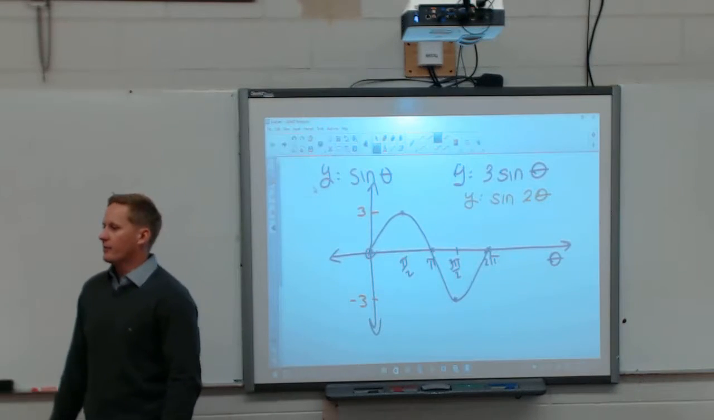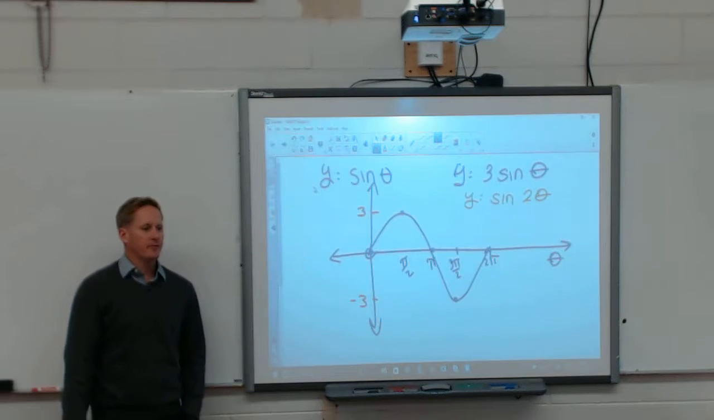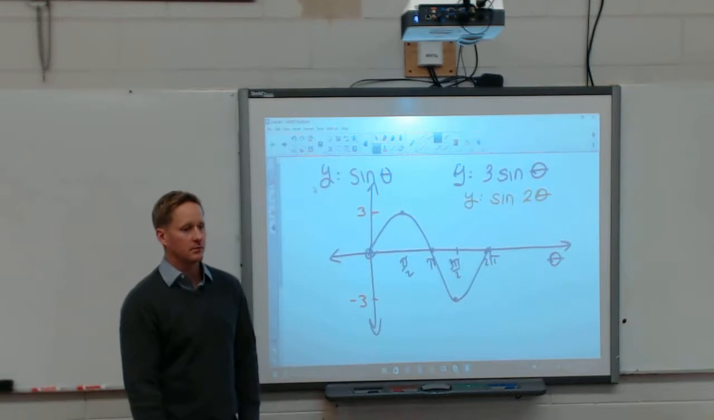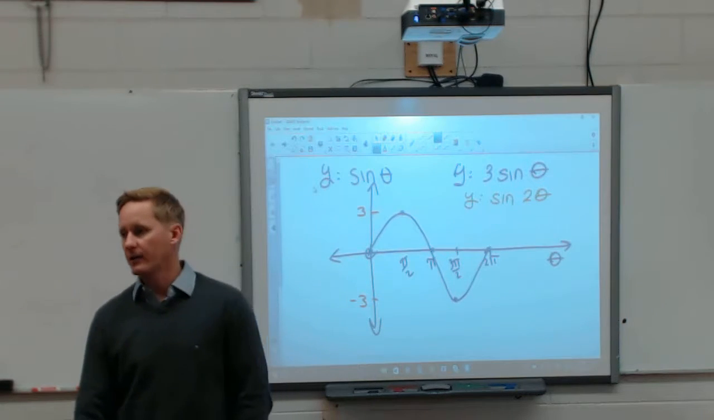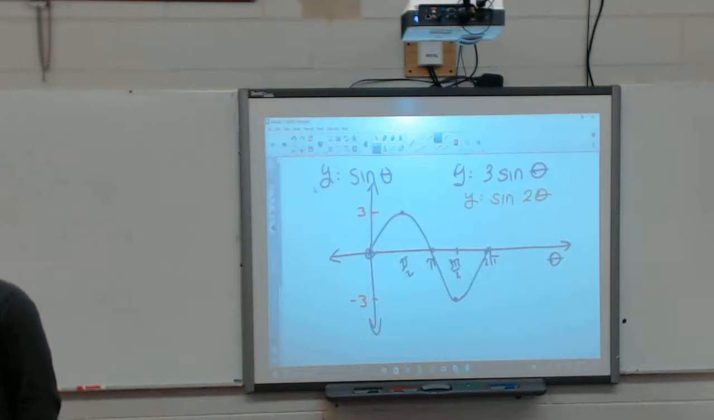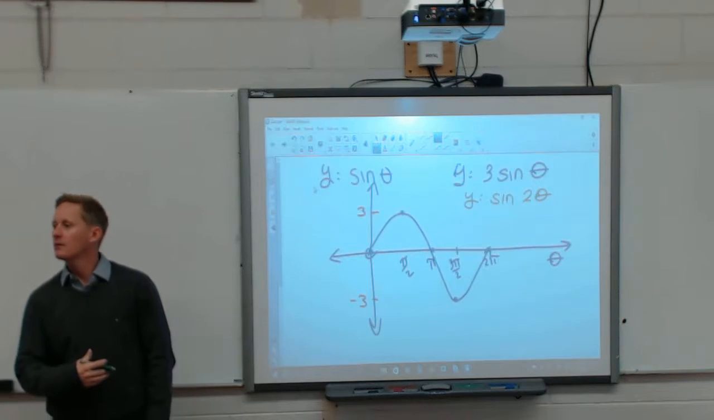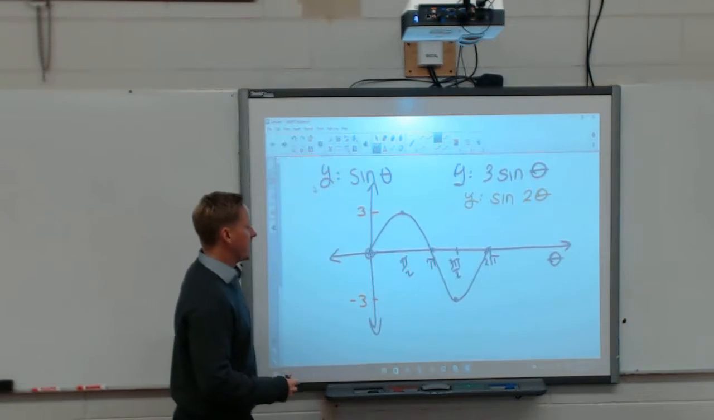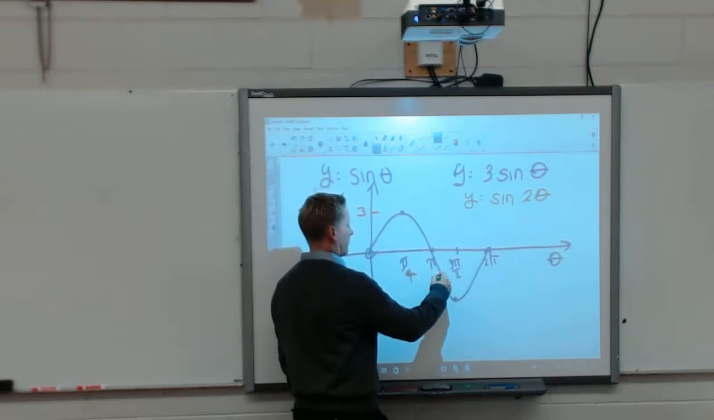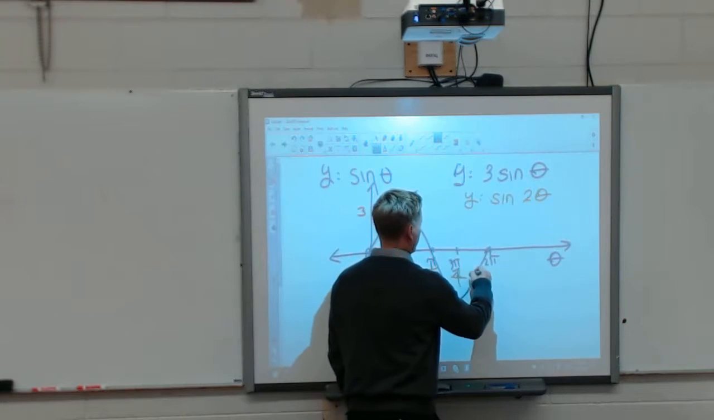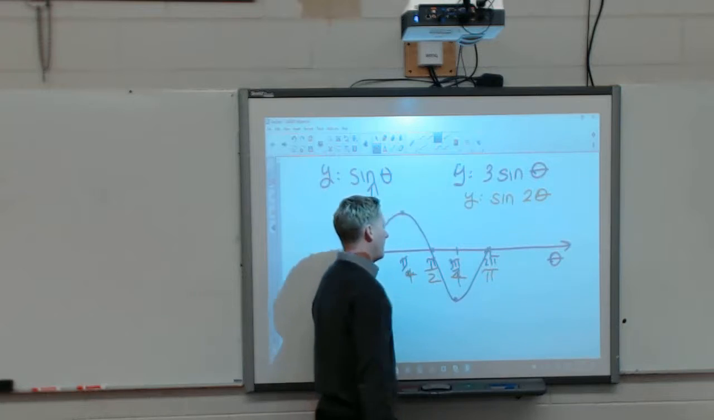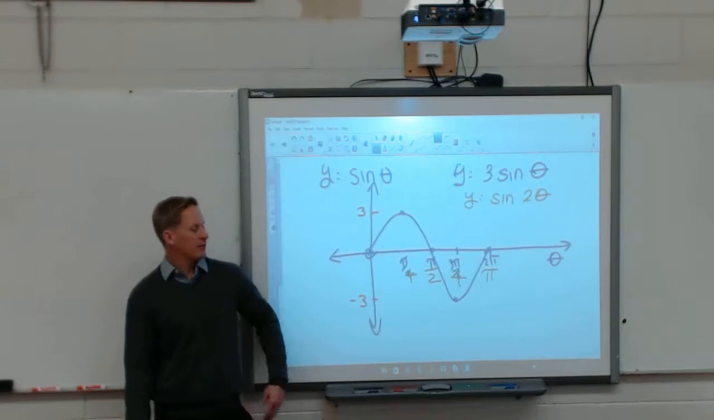When we have a value in front of the theta, what happens to the graph? Gets what? Narrows. Sure, that works, right? By how much? Half that. So what are we doing to the actual graph to get the new one? Dividing all the x values by 2. That becomes pi over 4, pi over 2, pi over 4, and 1 pi. So now it repeats itself.